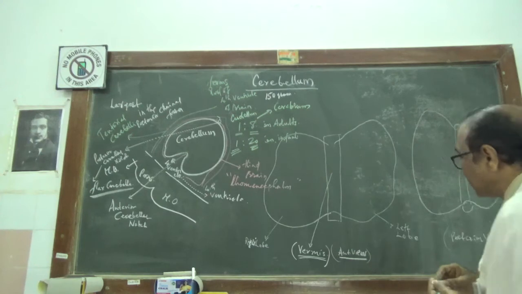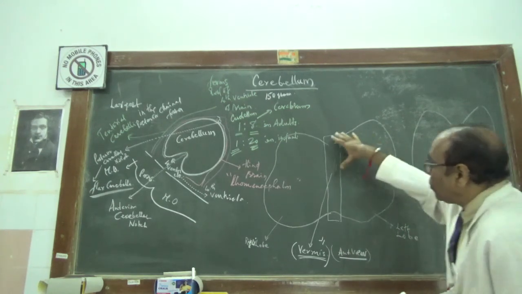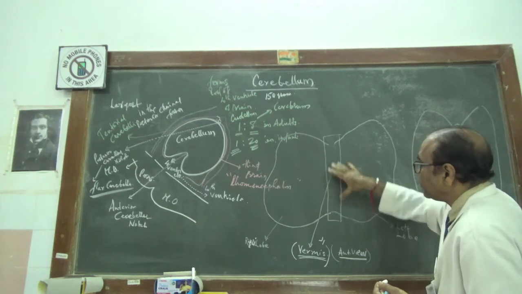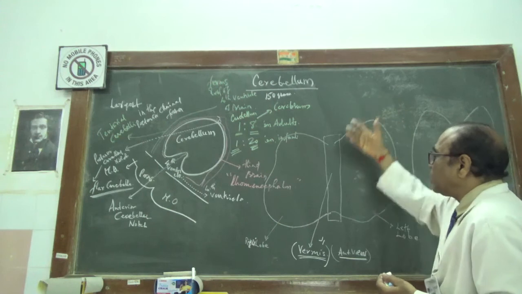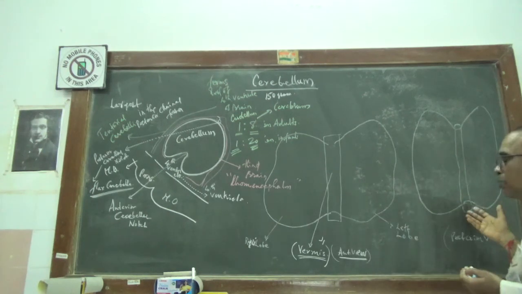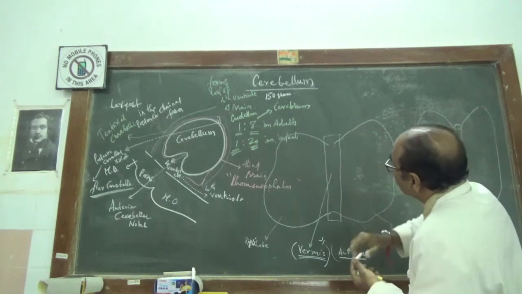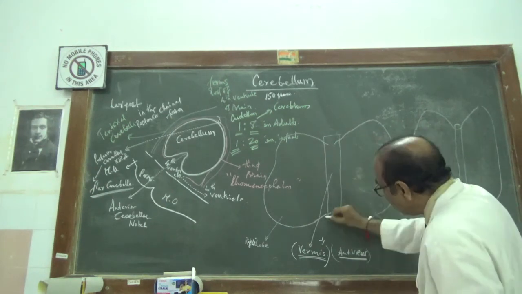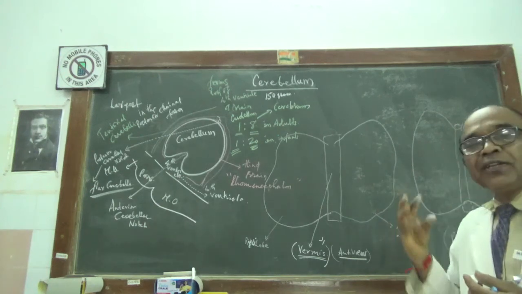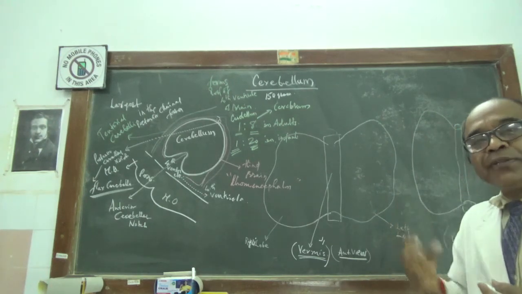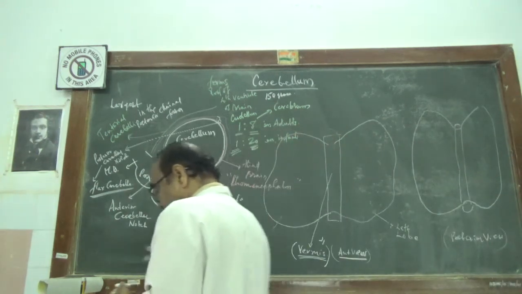In the same manner, in the vermis, not only on the front part, which is called the anterior cerebellar notch, but even on the posterior part of the vermis, the upper part and the lower part of the vermis, you have some elevated parts. Those elevated parts have different names.